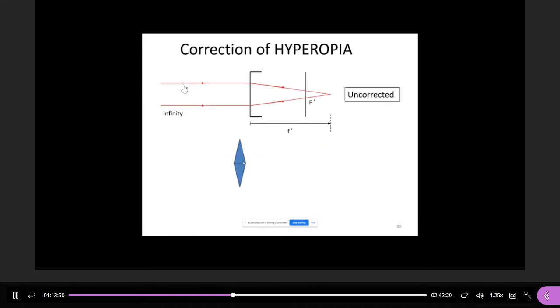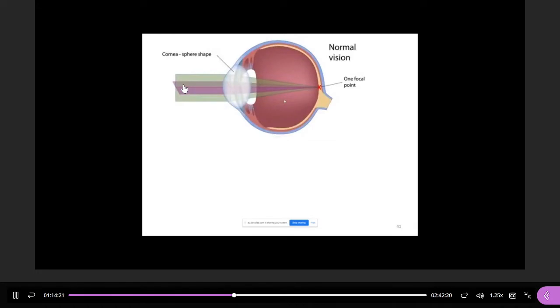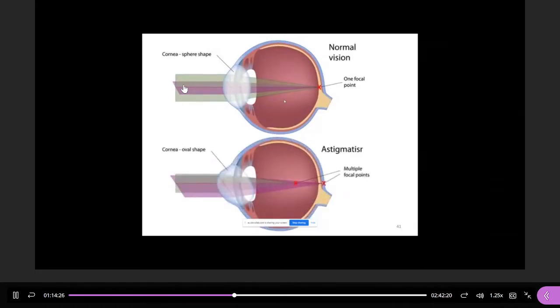How do we correct it? Because if we don't correct it, they will have a very long focus. They have less refraction power. So we are using the convex lens. How does this work? If you put a convex lens, you actually add more focusing power here. Therefore, they can refocus back to the retina compared to this. So it's opposite to myopia. It's very easy to understand. So this is hyperopia and myopia.